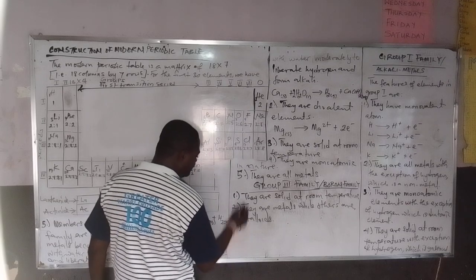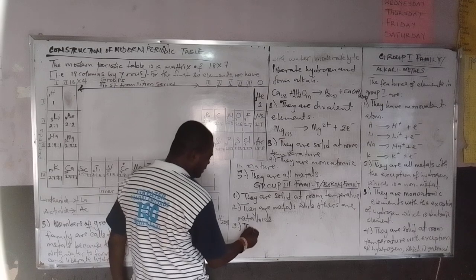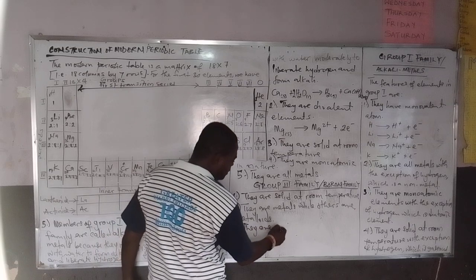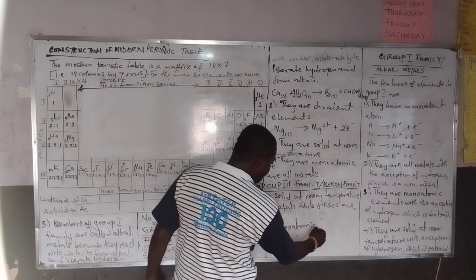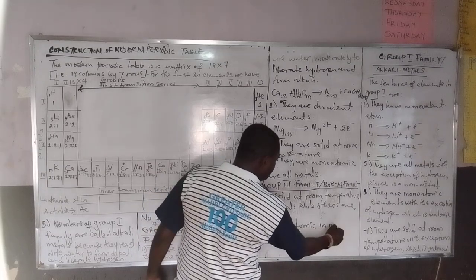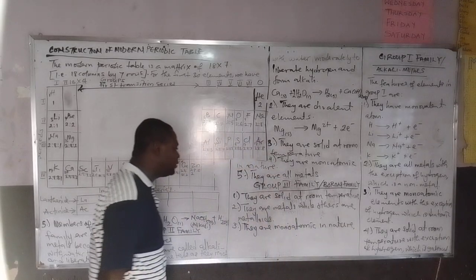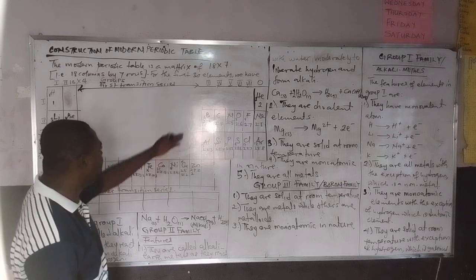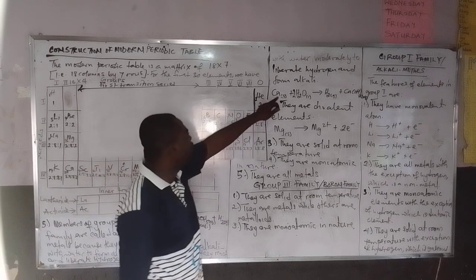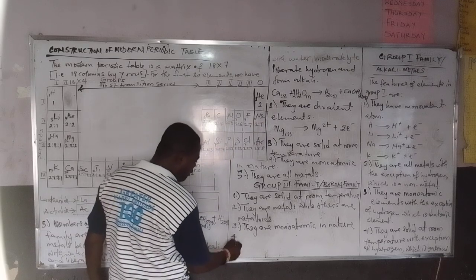Then number 3, another thing is that they are monoatomic, not monovalent, monoatomic in nature. That is, one molecule of theirs has one atom. So when you are writing any equation involving any of them, you must not put any number here. So they are monoatomic.